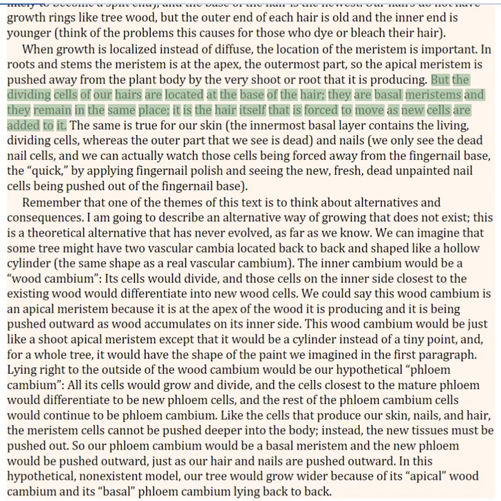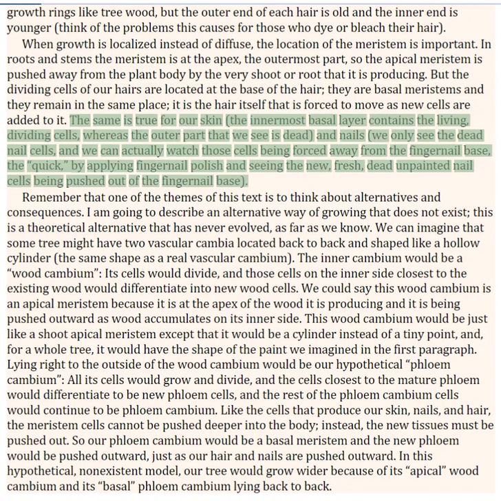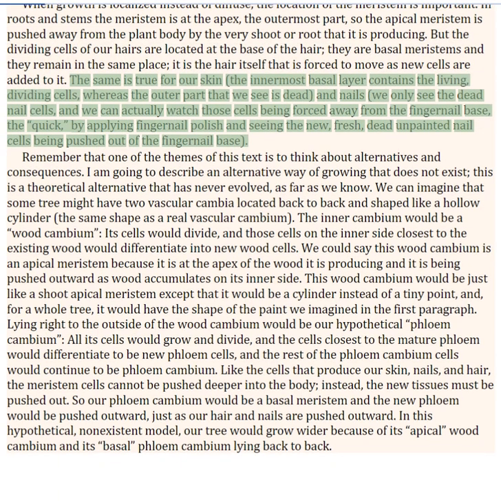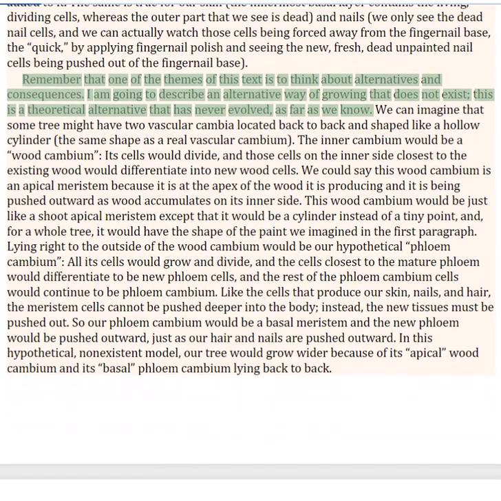But the dividing cells of our hairs are located at the base of the hair. They are basal meristems and they remain in the same place. It is the hair itself that is forced to move as new cells are added to it. The same is true for our skin and nails. Remember that one of the themes of this text is to think about alternatives and consequences. I am going to describe an alternative way of growing that does not exist. This is a theoretical alternative that has never evolved, as far as we know.